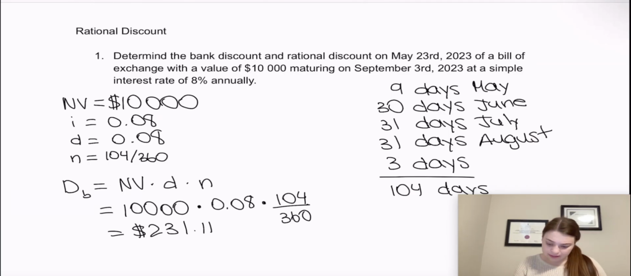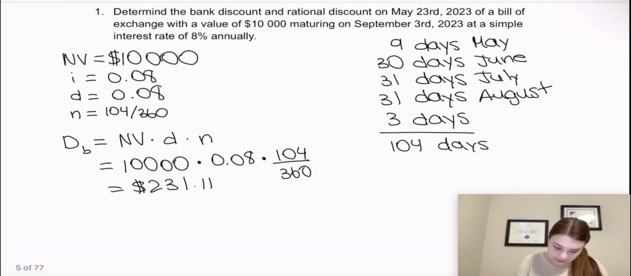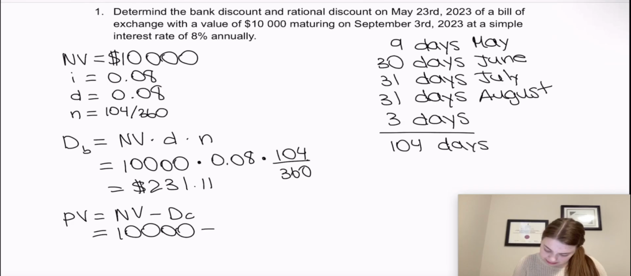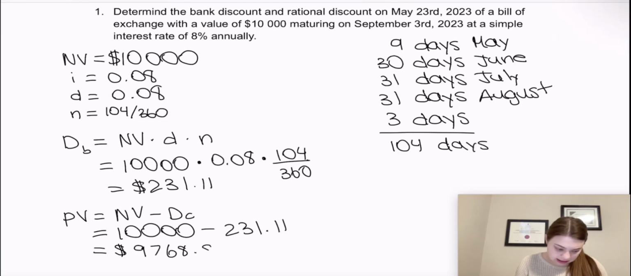Next, let's calculate the present value. So the present value is going to be the nominal value minus the discount. And that is going to be $10,000 minus $231.11. And that gives us that the present value is $9,768.89. So that's the answer for that part.